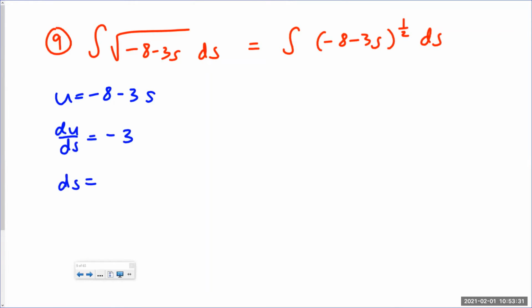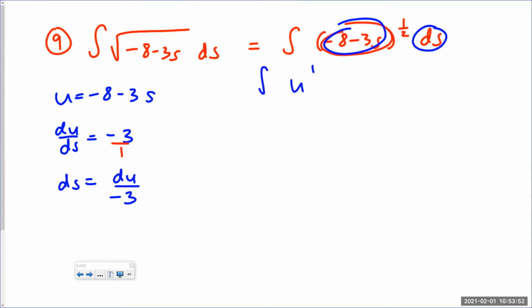And so if you solve for dx, which here is ds, you get du over -3. Remember I'm forcing this over one fraction on the left, one fraction on the right, and an equal sign in the middle. So I solve for ds. Then I'm going to replace two things. I'm going to replace my u and my ds. If I circled it, I'm going to replace it. If I didn't circle it, like the 1/2, I'm going to leave it alone.